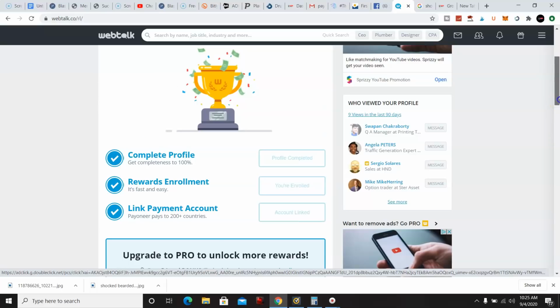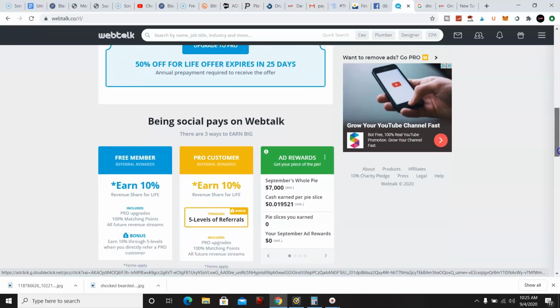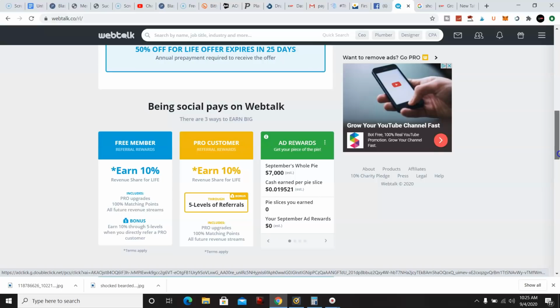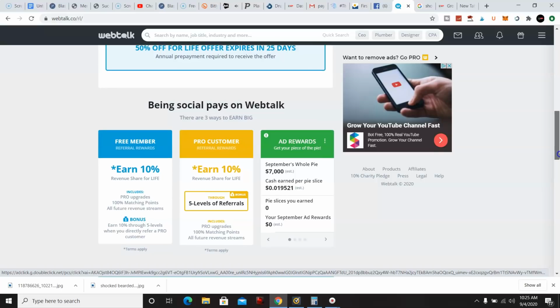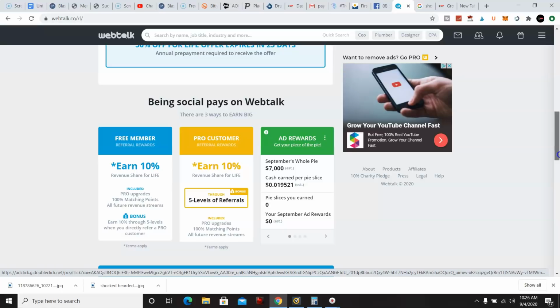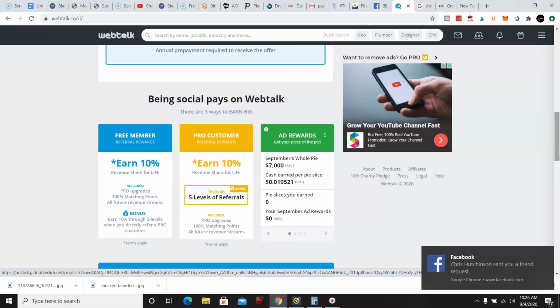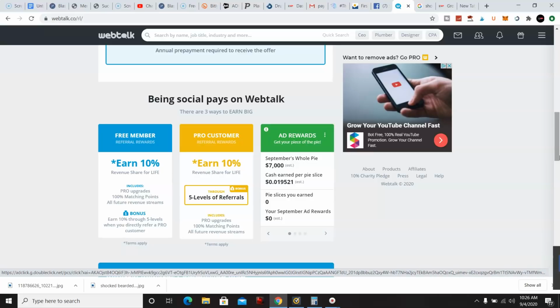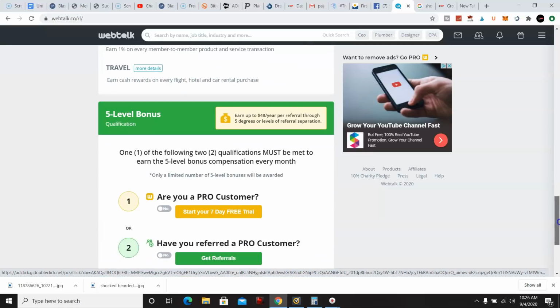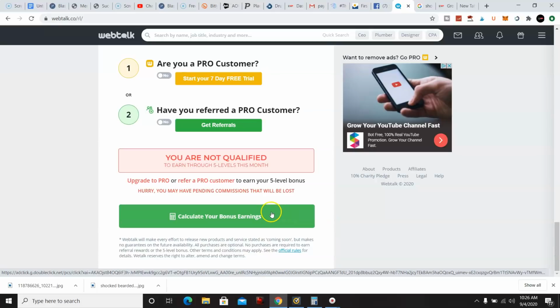If you go all the way down here, you could be a free member. You could earn 100% matching points off future revenue streams, and bonus, earn 10 points through 5 levels when you directly refer a pro customer. For pro customers, you can earn 10% revenue share for life, and 5 levels deep. Pro upgrades, 100% matching points, all future revenue streams. Now, let's go down to the income calculator.